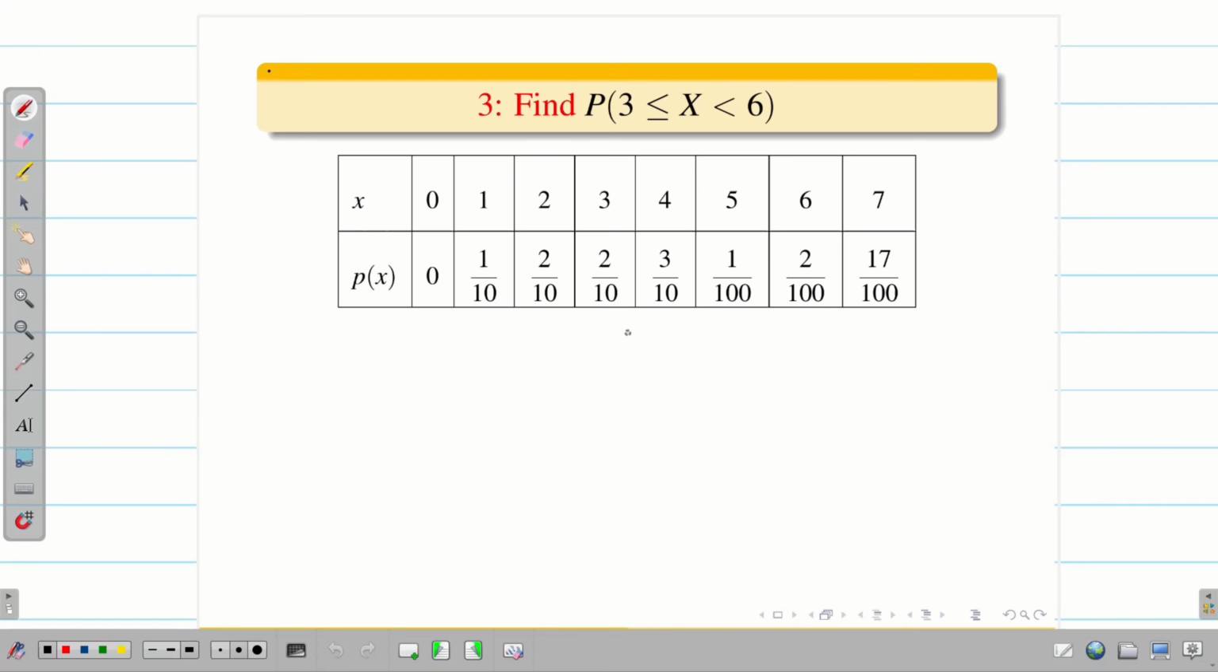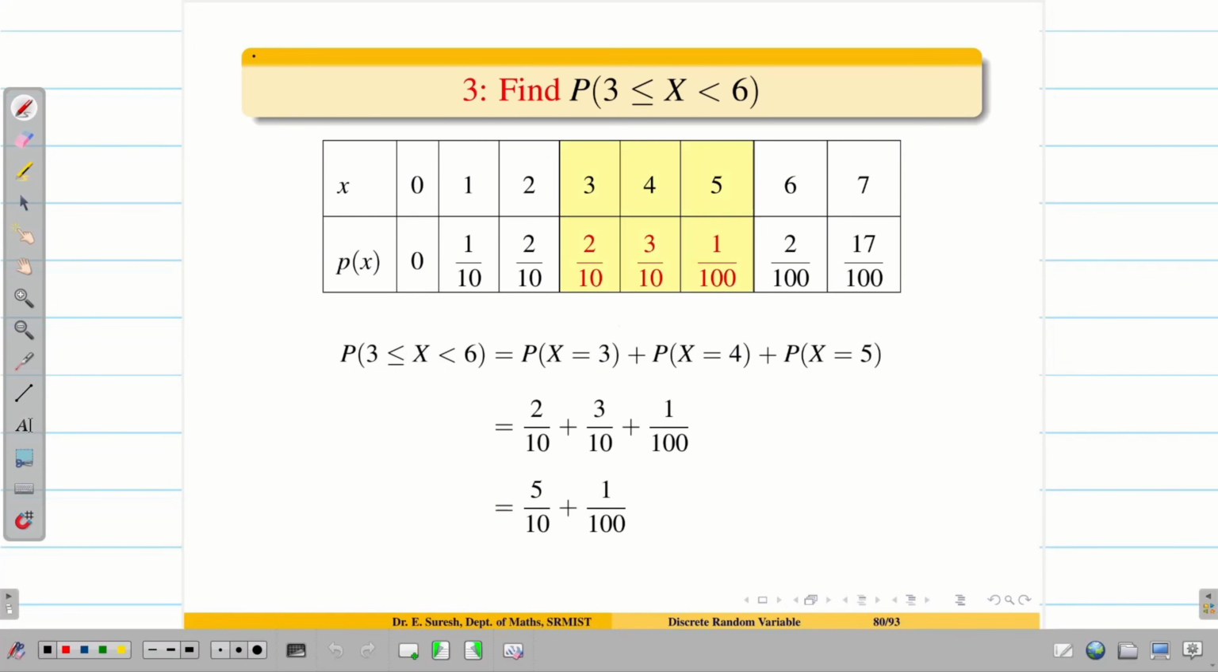All are correct. Next, probability of X lies between 6 and 3 including 3. So we can easily figure it out and then we can find the solution. Add it, take the LCM and you get the answer 51 by 100.